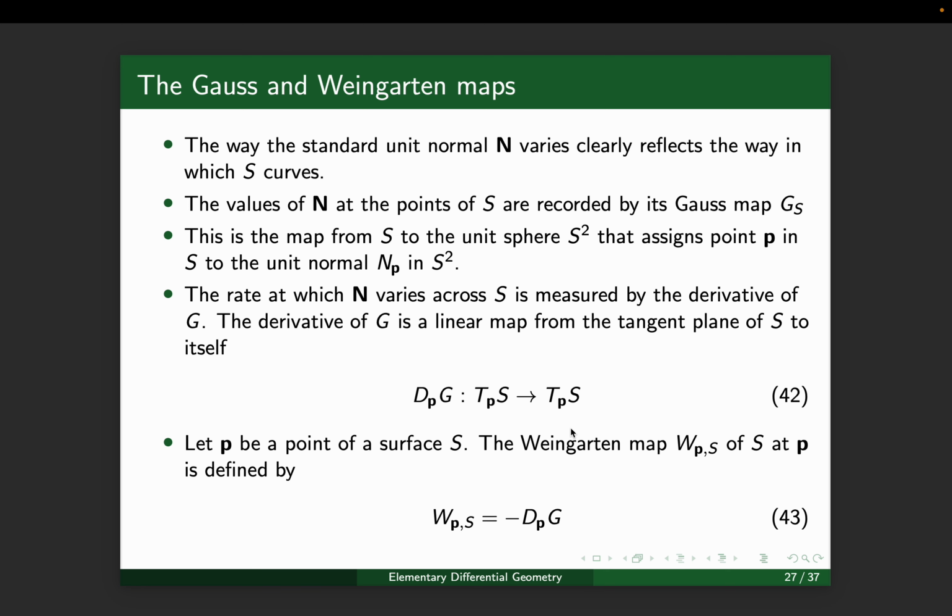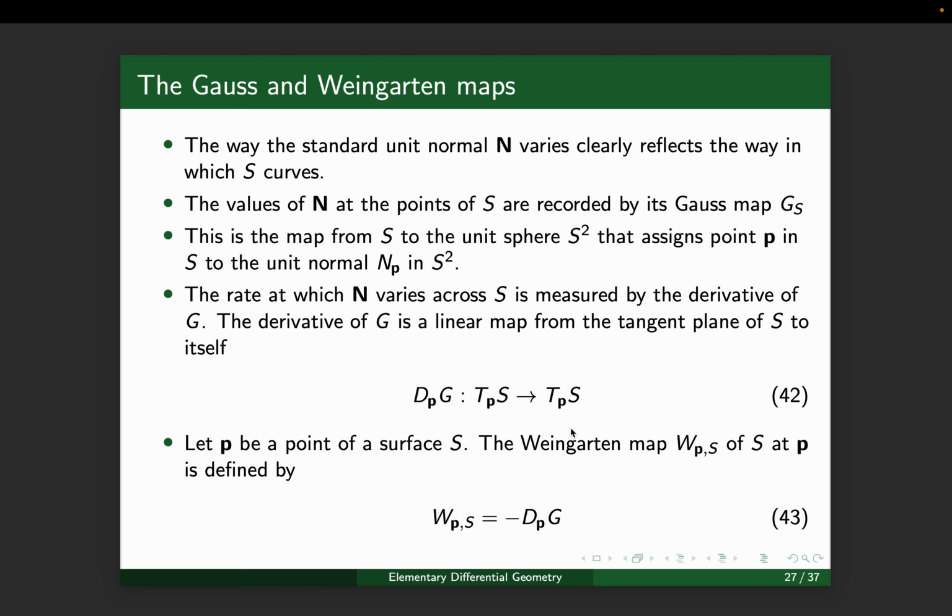We call that a Gauss map. So this is the map from the surface S, taking all the standard unit normals from the surface S and representing them on the surface of the unit sphere. So that assigns a point on the unit sphere. So it's a map from the standard unit normal to the points on the unit sphere. That map is called the Gauss map.